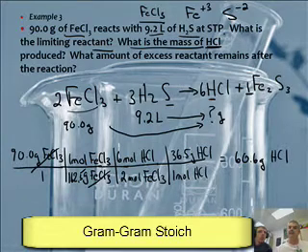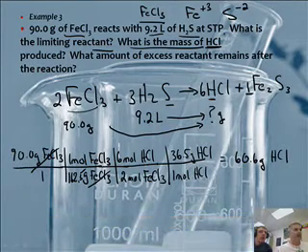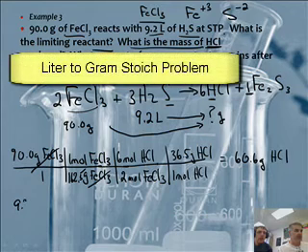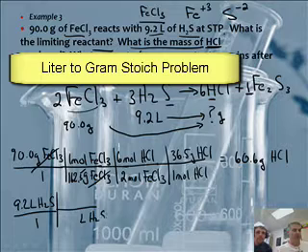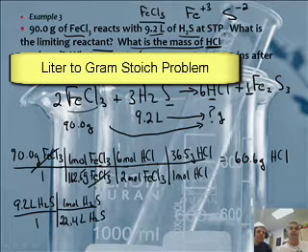Let's do another one, with a different reactant, H2S, because this is a liter-to-gram problem. So I've got 9.2 liters of H2S, and it's at STP, which is convenient, so we can use 22.4. Later on, we'll learn how to deal with non-STP conditions. So we'll say 22.4 liters of H2S to 1 mole of H2S.